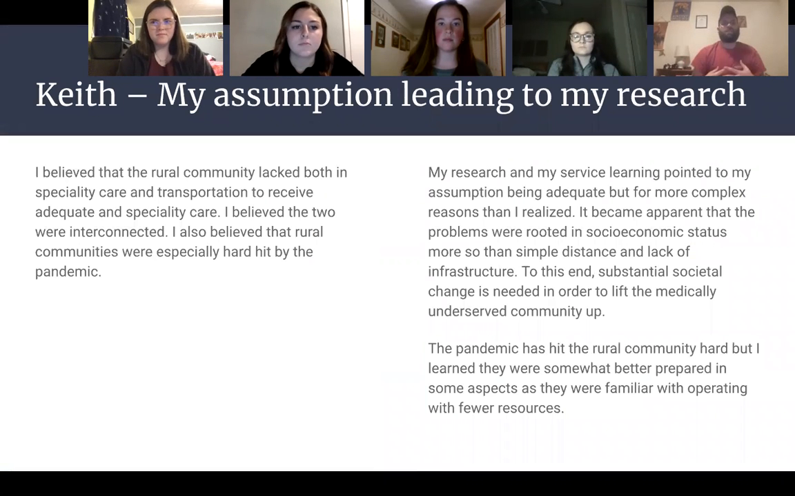So my assumption, and many of us assumed the same, was that the rural community lacked the health care they needed because of lack of transportation and lack of specialties. This is especially prevalent due to the pandemic because these things just aren't in the rural community. And my research and service learning pretty much pointed this out. Patients wouldn't show up because of lack of transportation. They didn't have the funds to see doctors. Specialists don't work in the rural community, etc.